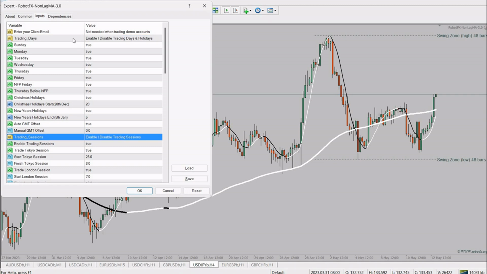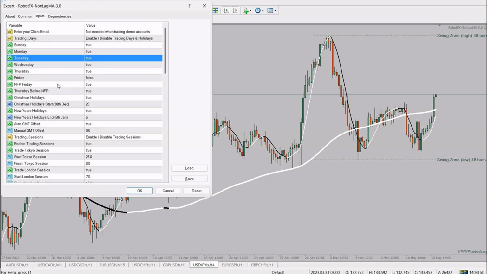And starting with the trading days, the trader has the possibility to filter trading based on the days of the week. So basically, if you think Friday might be too much volatility, you don't want to trade on Fridays, just set Friday to false. And so with any other day that you don't want to trade.